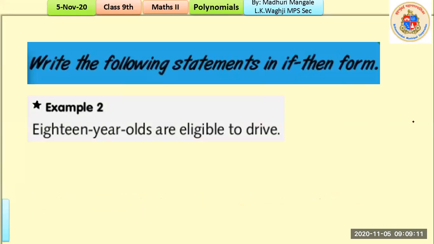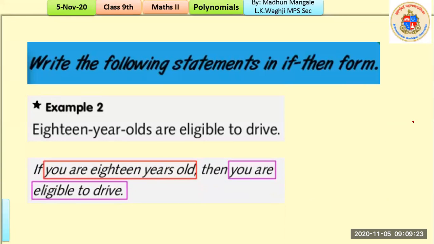18-year-olds are eligible to drive. First thing, we have to write this in if then form. So for that we need to understand what is if here and what is then. So that can be written as: if you are 18 years old, the first part, we will just add an if before it. So that would be if you are 18 years old, then you are eligible to drive.